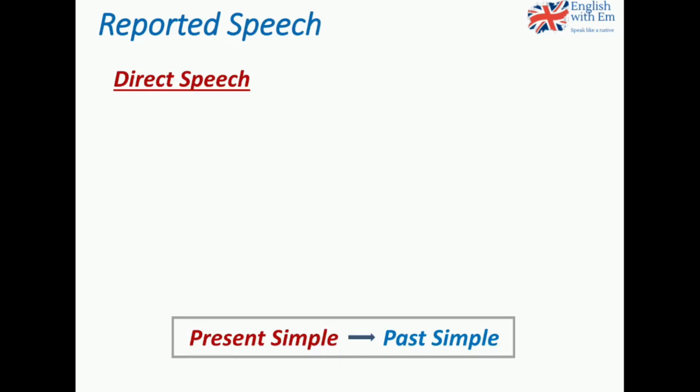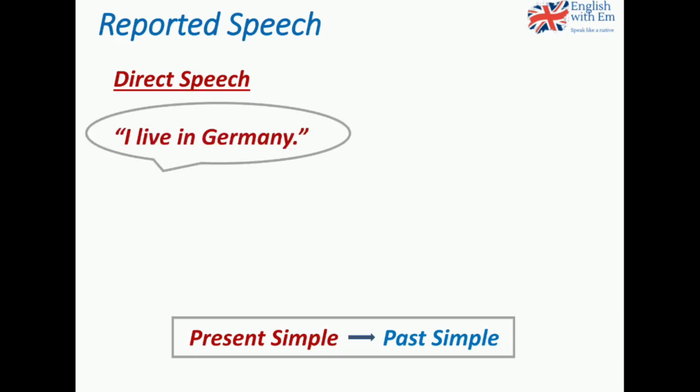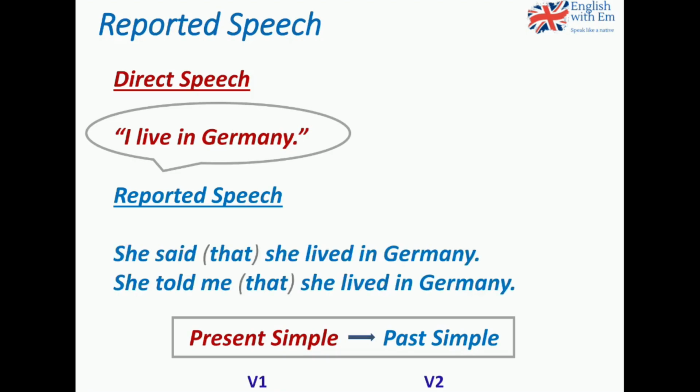So let's have a look at another present simple example. "I live in Germany." So this is verb 1 for the present simple. And for the reported speech, we're going to backshift to verb 2. She said she lived in Germany, or she told me she lived in Germany. So we've got the pronoun change. I becomes she. And live, we backshift into the past, lived.